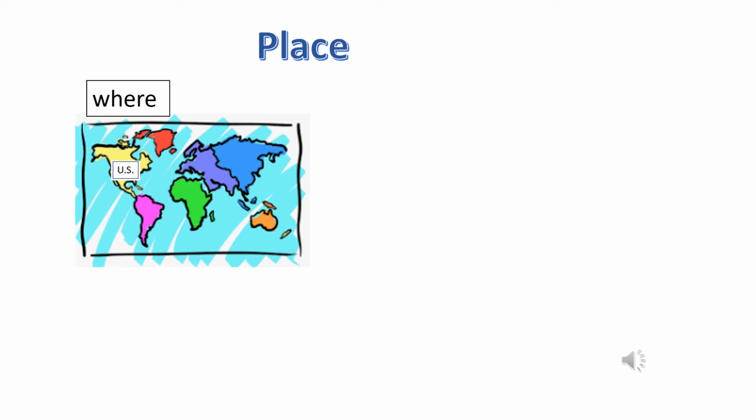So on this map, I have put capital U, capital S to show where the United States is on this map. That's a place.